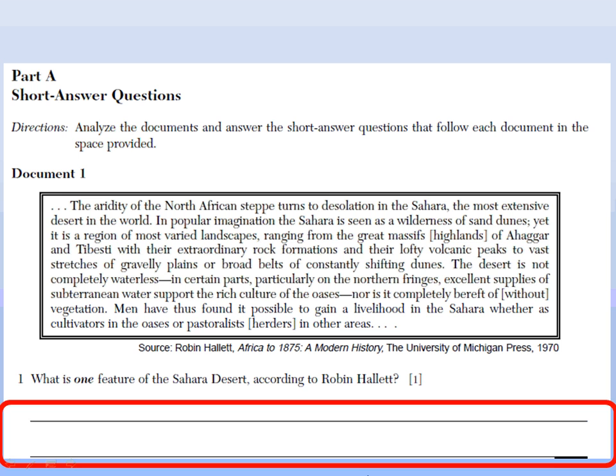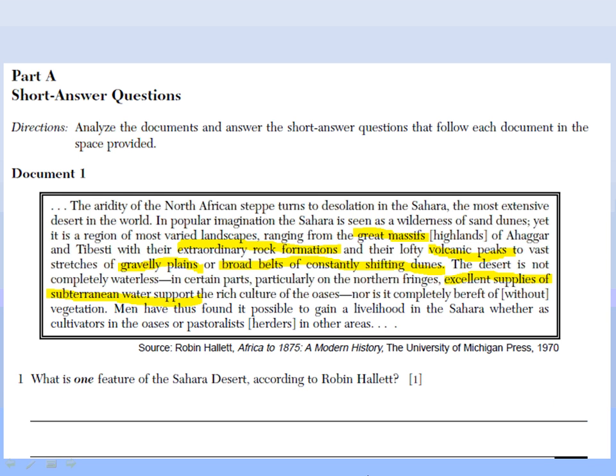Now if we take a look at this question one more time, we see there are some possible answers, and I highlighted some. These are some things that you could take directly from the document that would be correct. Of course, you only need one of them because that's the question, what is one feature? But there are many features here.